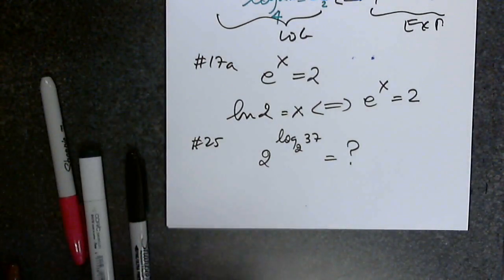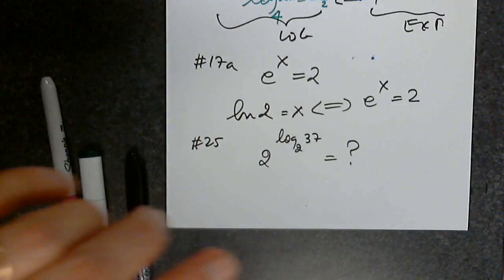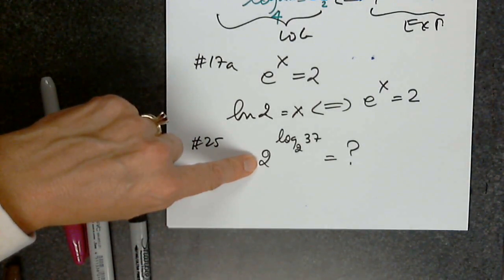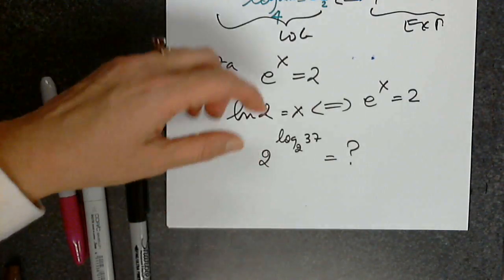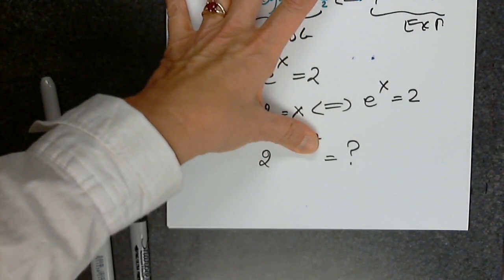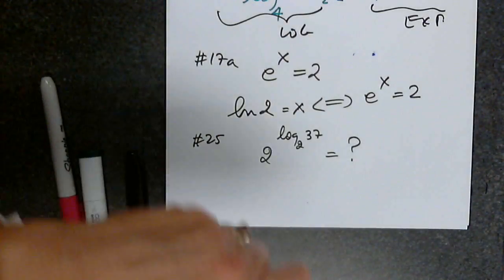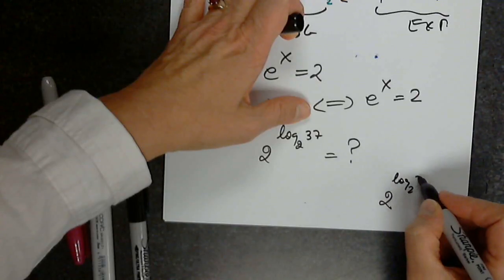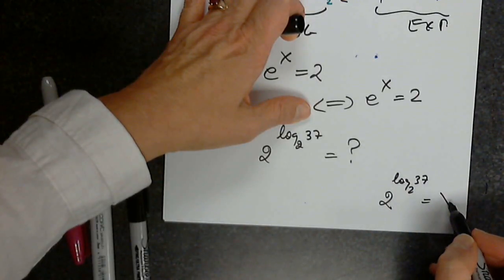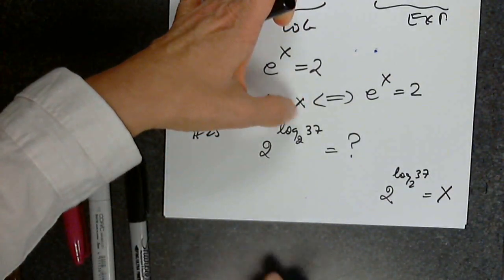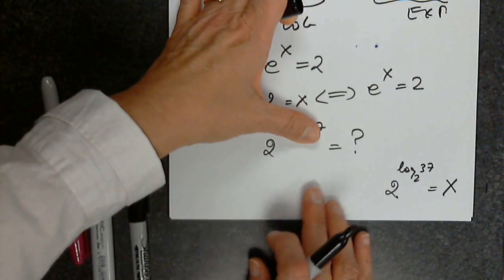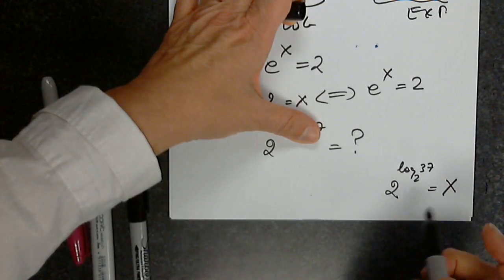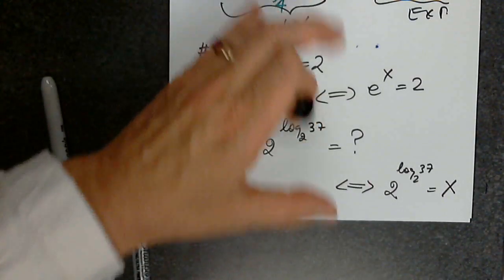Okay. So now here's my question. I see a base which is 2. And I see a power, right? So this is going to be on the right-hand side, 2 raised to log base 2 of 37. And it's a number that I have no idea what it is. But this is an exponential expression. 2 raised to a power equals x. Okay. I want to write the equivalency.